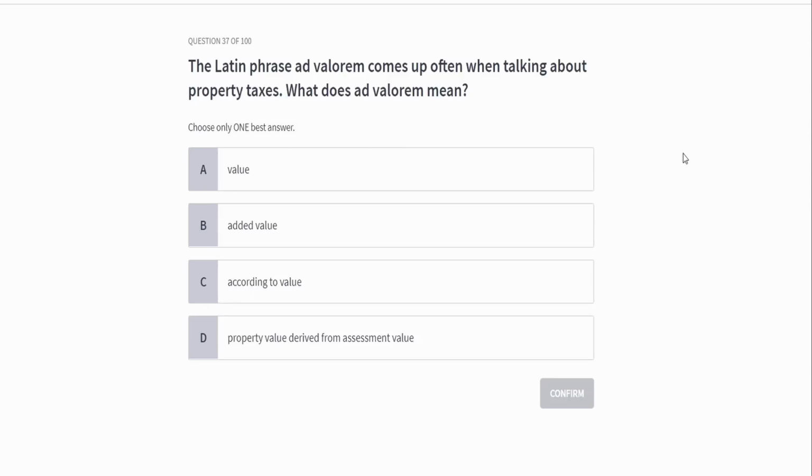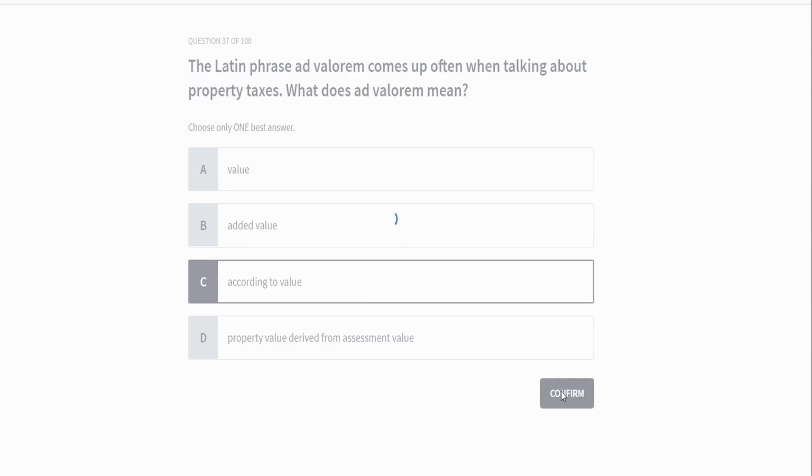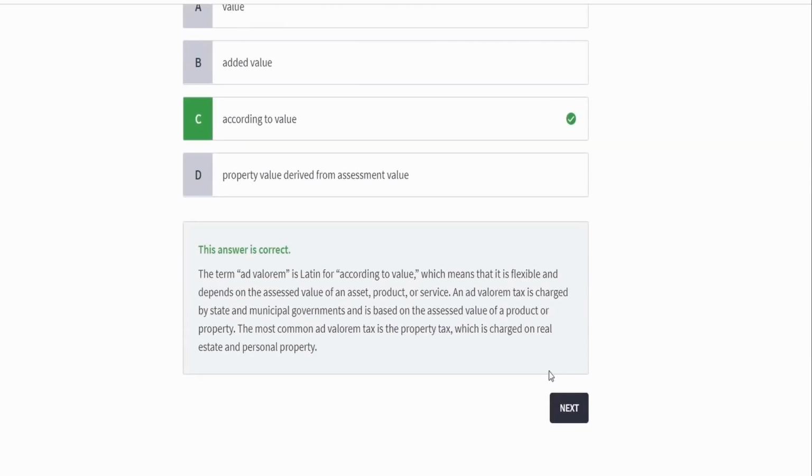Alrighty, guys. Have you touched up on your Latin? Hopefully. So, what is the answer for this one? Well, it's going to be according to value. C is our option. That is our answer. The term ad valorem is Latin for according to value, which means that it is flexible and depends on the assessed value of an asset, product, or service. So an ad valorem tax, what does it mean for us? Well, an ad valorem tax is charged by state and municipal governments and is based on the assessed value of a product or property. The most common ad valorem tax is property tax, which is charged on real estate and personal property.